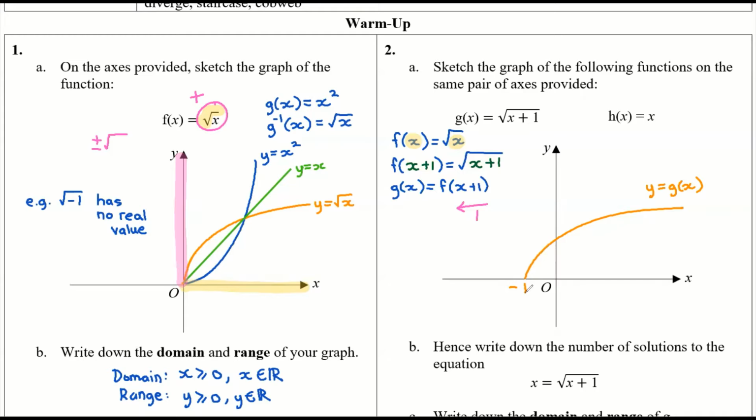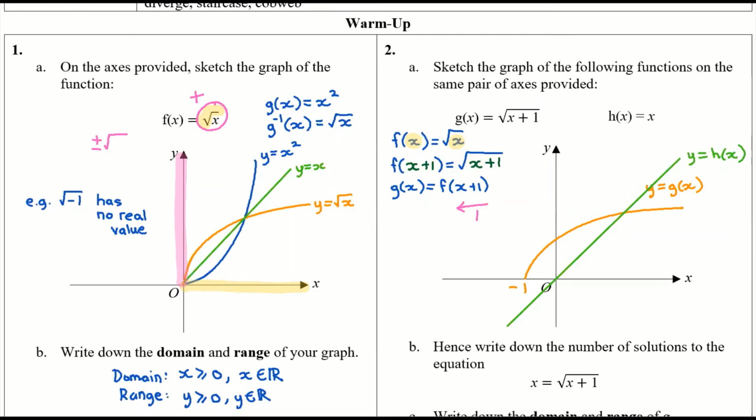Now for h of x, that's just the graph y equals x. So I can put that in pretty easily. We've done it already. It's just going to be the straight line passing through the origin, with a gradient of 1. So just label that as well. So this would be y is equal to h of x. All right, now h of x is defined for all real numbers. That's no problem. And you can see there is one point of intersection.